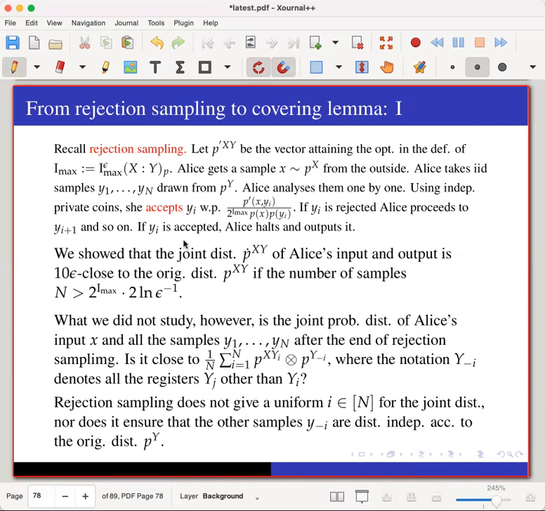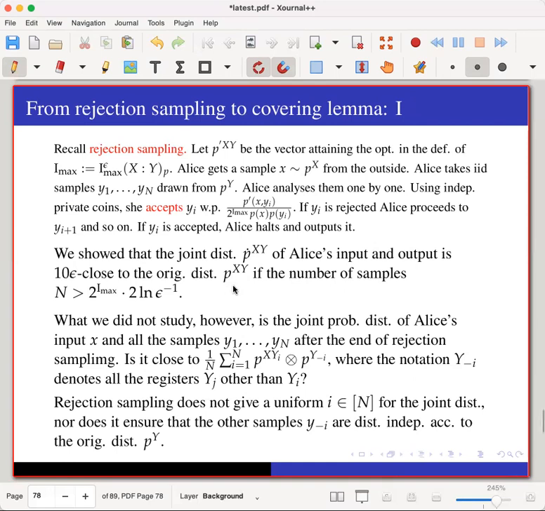Okay. I hope everybody remembers it. So this strategy was good for us. We showed that the joint distribution P dot that we get of Alice's input and Bob's output is 10 epsilon close to the original distribution if the number of samples is larger than this quantity. The quantity was 2 to the Imax, and then there was this multiplicative fudge, which was 2 natural logarithm of 1 by epsilon. So this we have seen in the last class. Okay, so it's all very good. And we have got P dot close.